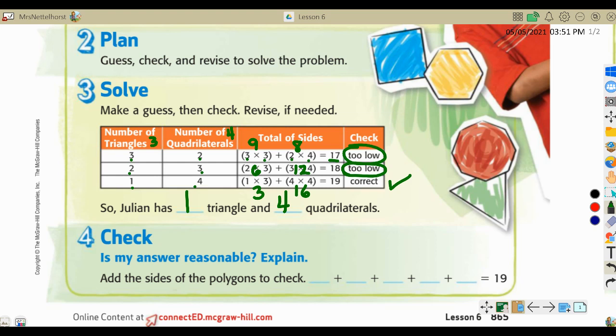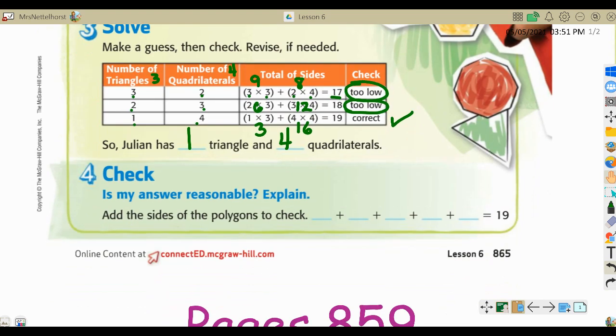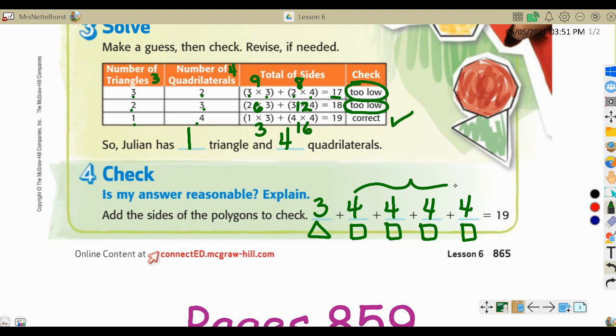So is my answer reasonable? Let's explain. Add the sides of the polygons to check. So if it helps you, you can draw 1 triangle underneath here, and then we're going to draw 4 quadrilaterals. Doesn't matter which ones, we know they have 4 sides. So the triangle has 3 sides, and 4, and 4, and 4, and 4. So I know that 4 times 4 is 16. And then 3 more, 1, 2, 3: 16, 17, 18, 19, for a total of 19. So I know that it is correct. Okay, let's go on to the next page.